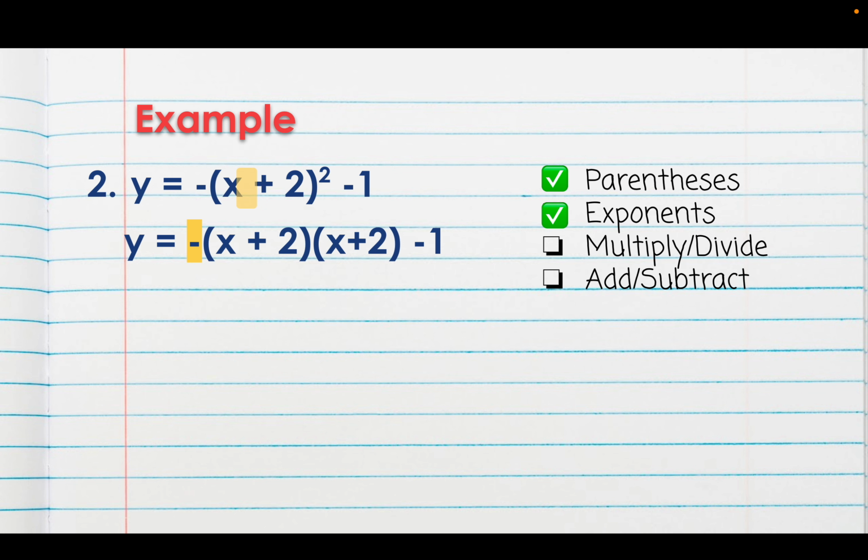So my exponent box is checked. And next I have to multiply and divide going from left to right. So I want to take care of that negative as soon as possible because I don't want to forget about it. So I'm going to multiply that in.